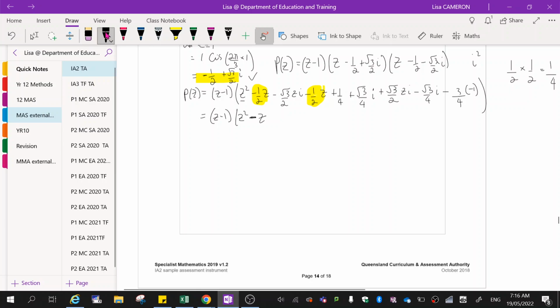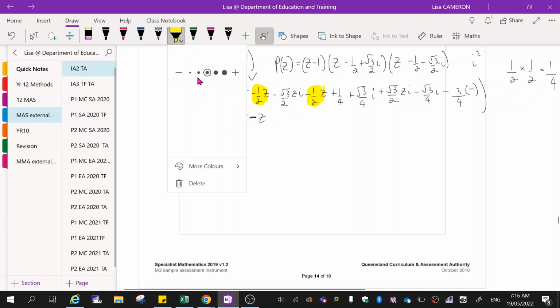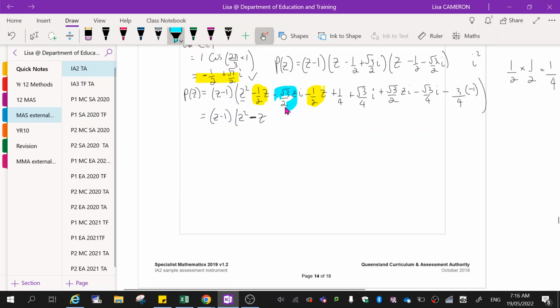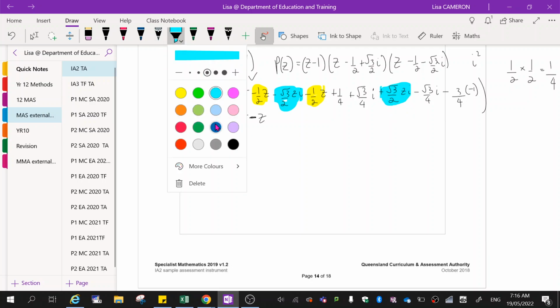Okay, next one. We're going to look for the imaginary components of z. So we've got this one, and we've got this one. Now we've got a positive and a negative term of that, so they're going to cancel out, so I don't have to worry about them.